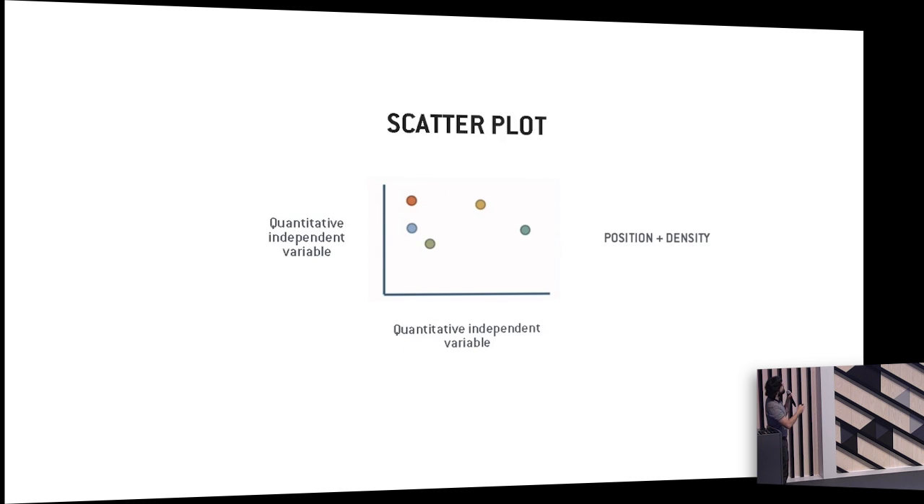You go one step further, you have the scatter plot, and right here you are playing with two independent variables. For example, life expectancy and income per person.